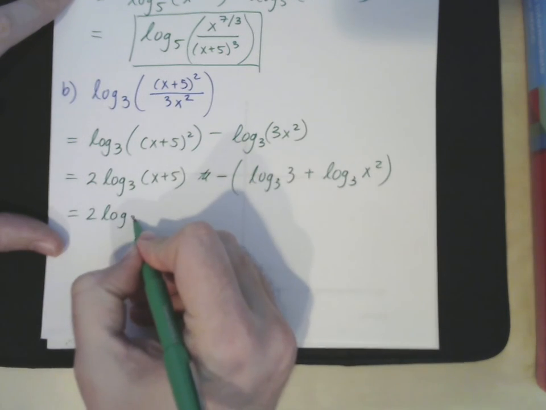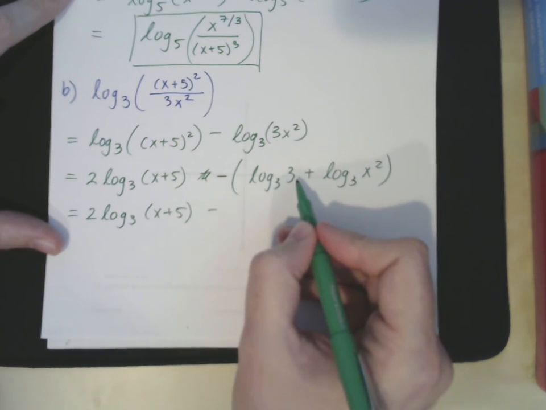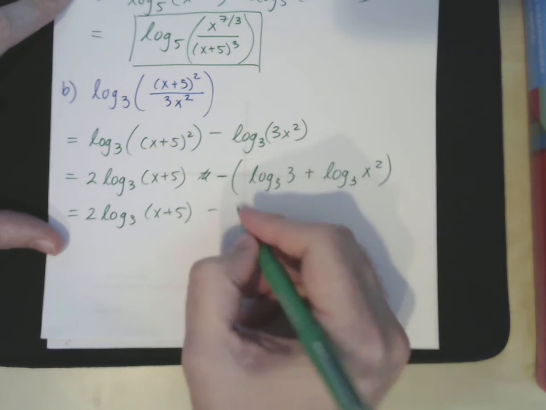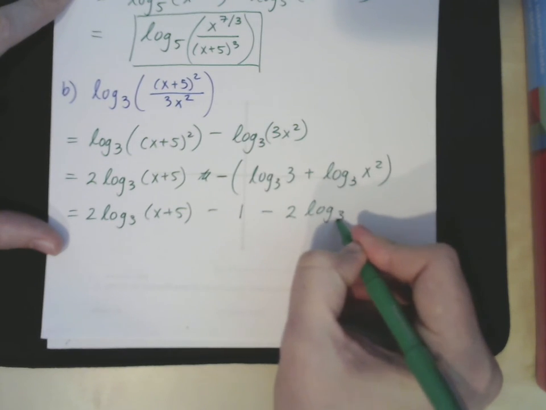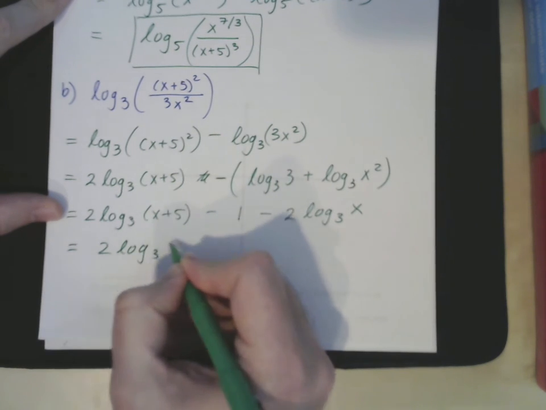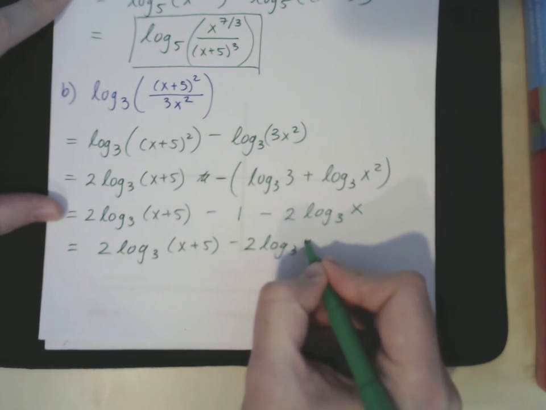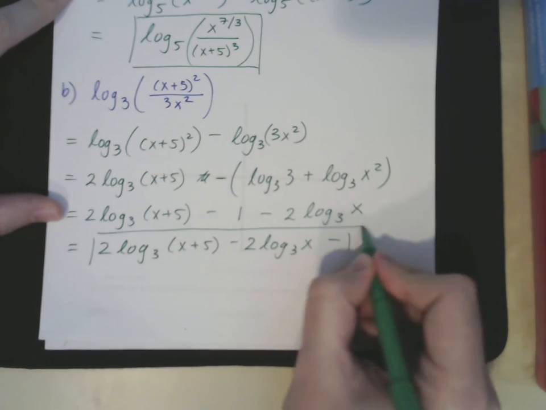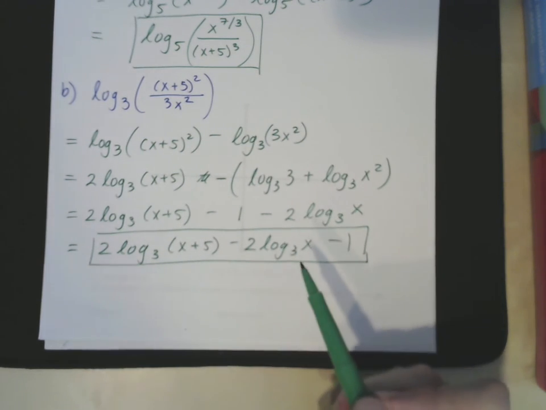So this is 2 log base 3 of x plus 5 minus, now log base 3 of 3 is one of our properties. We know that this is equal to 1. And then minus, I can bring that 2 down. Log base 3 of x. And so our final answer is 2 log base 3 of x plus 5 minus 2 log base 3 of x minus 1. Now, did I need to rewrite that with the minus 1 at the end? No, I didn't. Not technically, but it looks nicer to me, so I personally like to do that. And that would be our final answer.